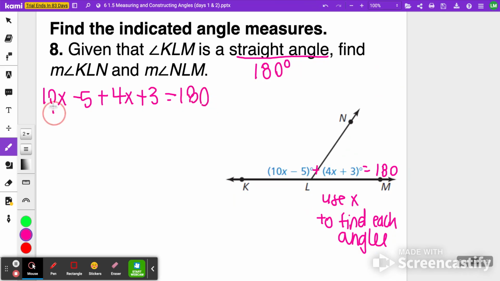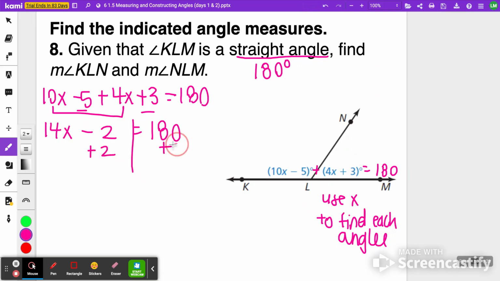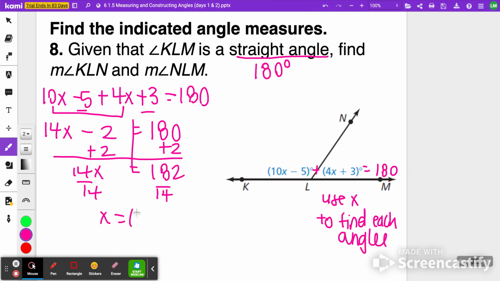Okay, first thing I want to do, combine like terms. 10x plus 4x makes 14x. Negative 5 plus positive 3 makes negative 2. Okay, once I get here, it just becomes a simple two-step equation. I'm going to add 2 to both sides. So I get 14x is equal to 182. And then my last step should be to take that 182 and divide by 14. So x is equal to 13.